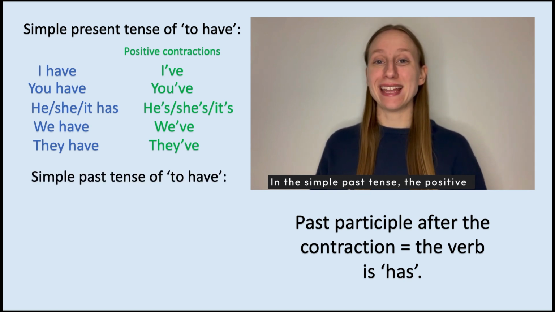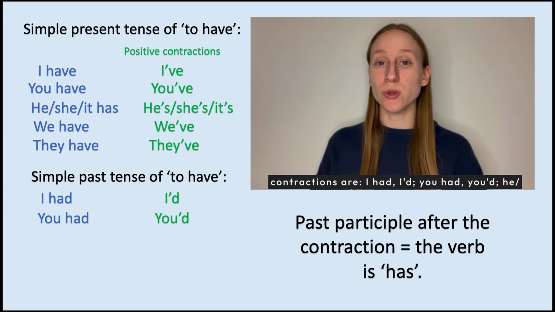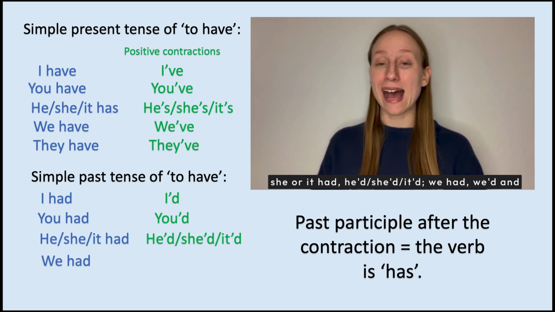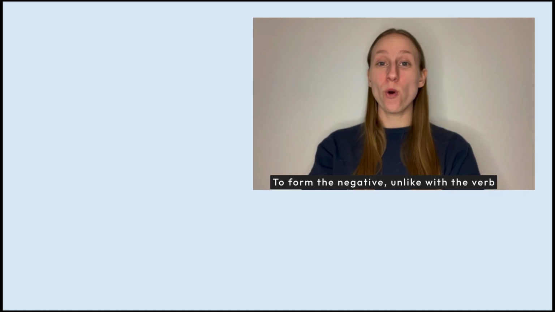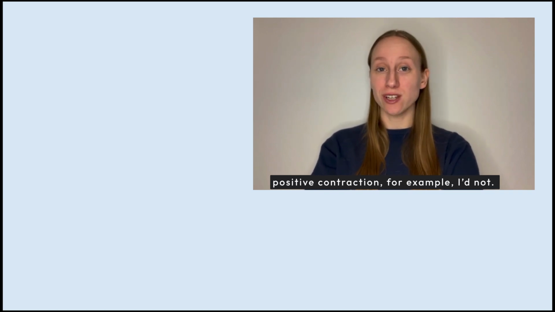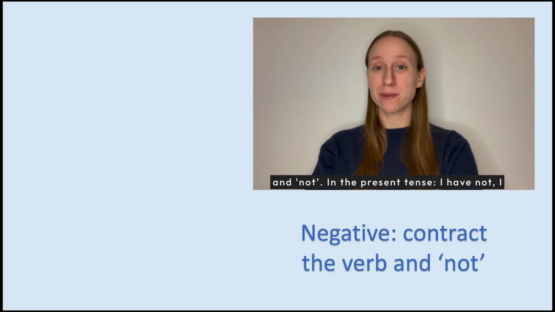In the simple past tense, the positive contractions are I had, I'd, you had, you'd, he, she, or it had, he'd, she'd, it'd, we had, we'd, and they had, they'd. To form the negative, unlike with the verb to be, we don't tend to put not after the positive contraction. For example, I'd not. Instead, we go straight to contracting the verb and not.